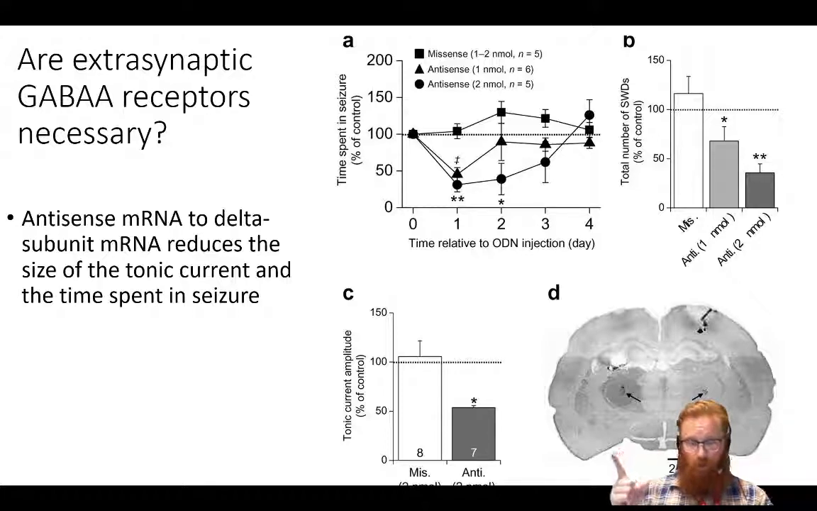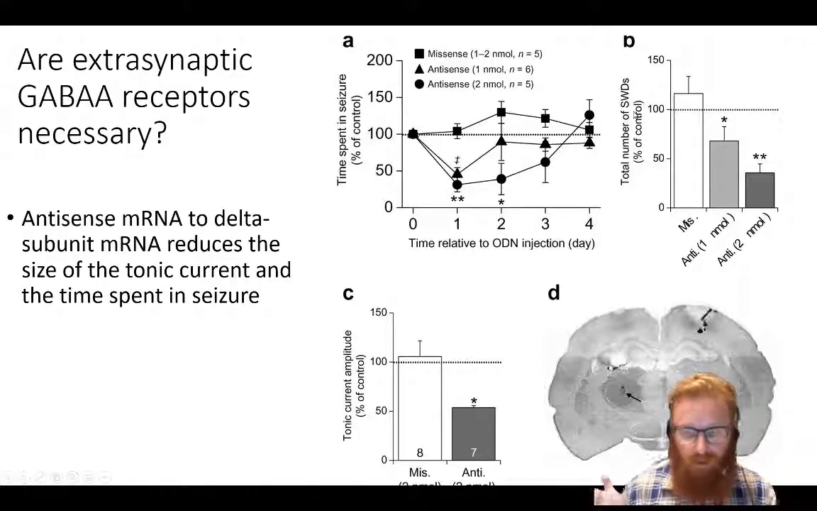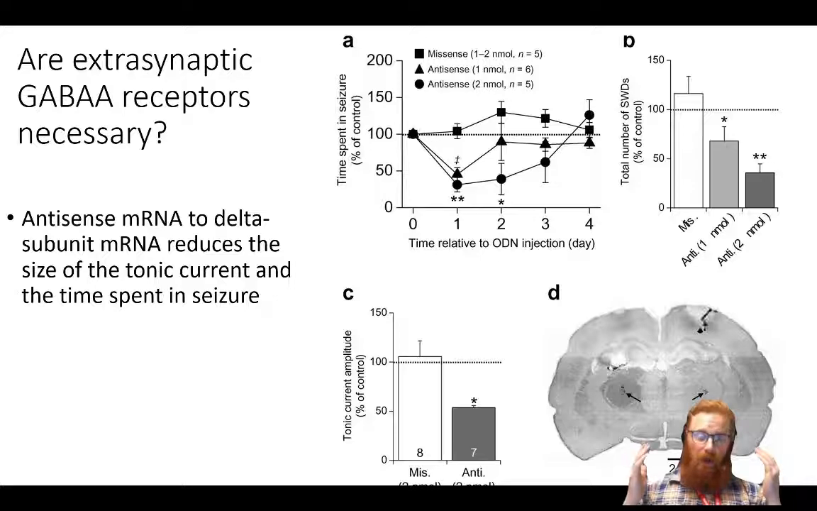I was just trying to remember whether it's gears or stargazers, but I'm 90% sure it's gears, that when they infused this antisense mRNA, but not the missense mRNA, the time spent in seizures decreased, right? So they're able to essentially cure epileptic rats by blocking the delta receptor in the thalamus.